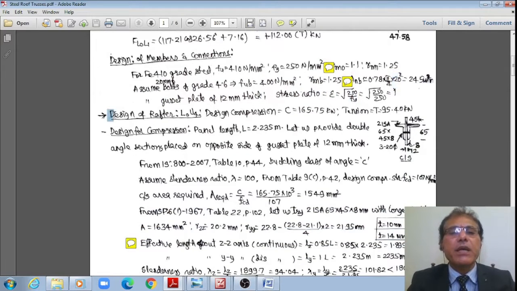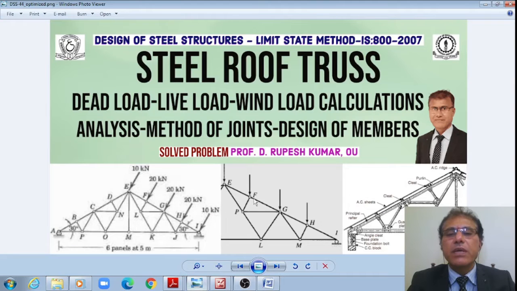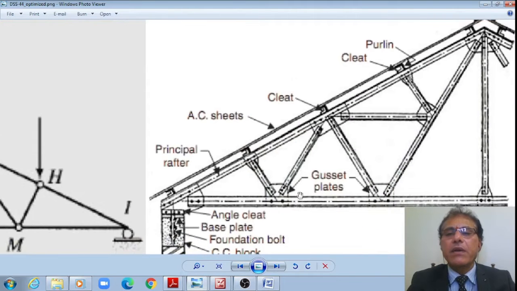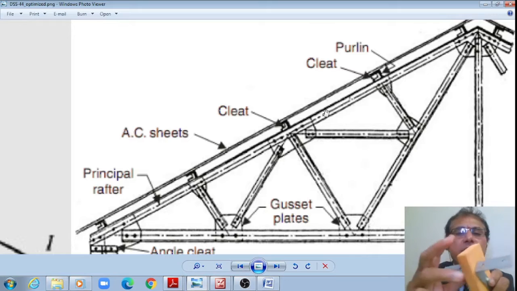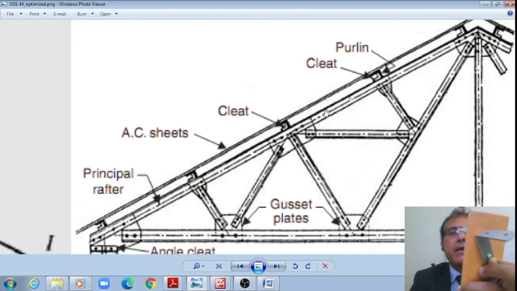Now, let me initiate the very first design, the design of the rafter, L0U4. Let me go back to this figure. This is that rafter, right? This is the principal rafter. Now I'm designing this principal rafter using two angles back to back. Please make a note that this section consists of two angles back to back with a gusset plate, right?